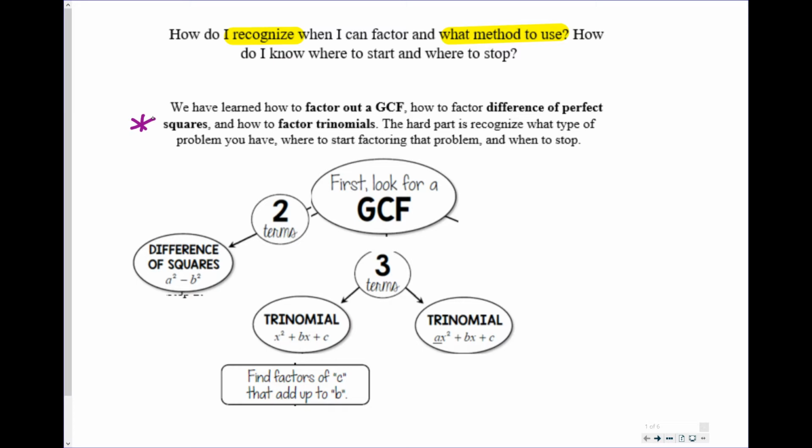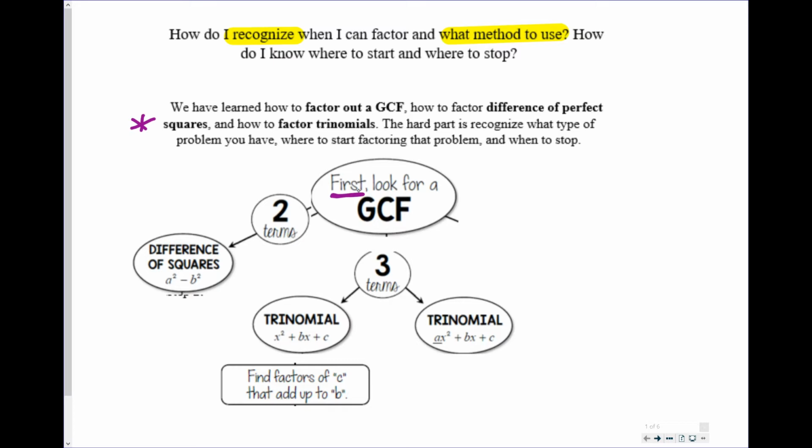So in this learning target, we're going to see a mix of all the problems we've been working on, and your goal is to try and figure out how you start and when you stop. So I've kind of put together this little tree right here. So your first step always is look for that GCF. Before you start doing the X, before you start drawing your parentheses, you always need to find a GCF. Sometimes they'll have them, sometimes they won't, but you have to look for one first.